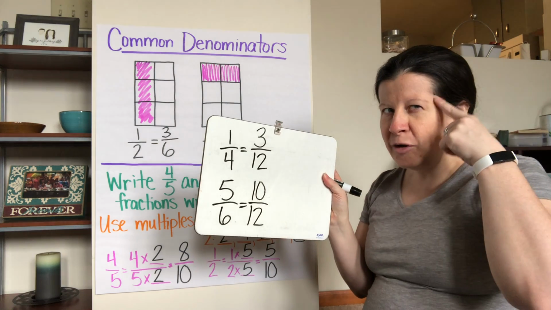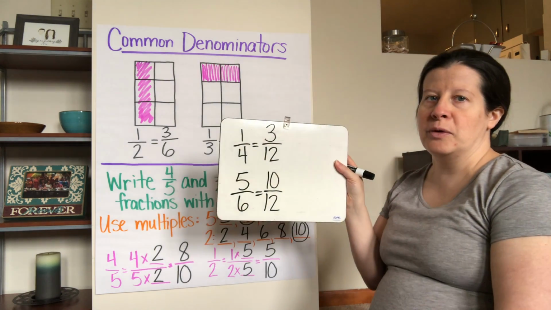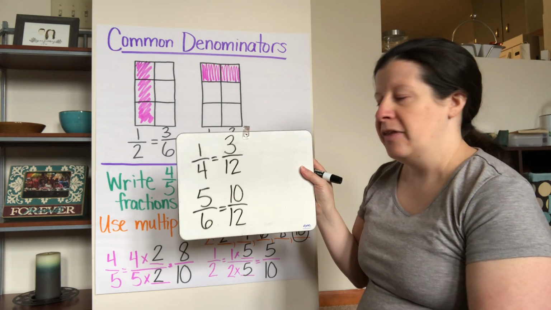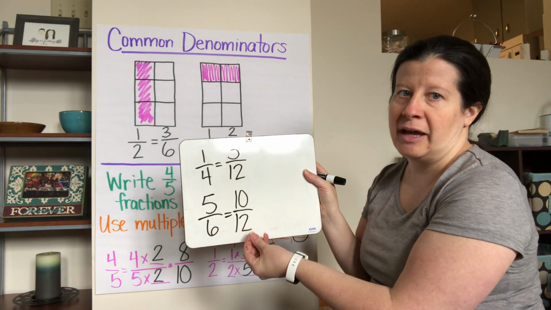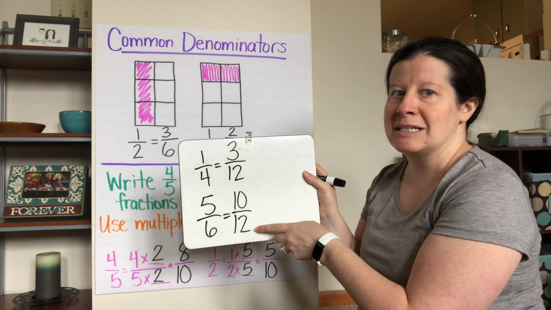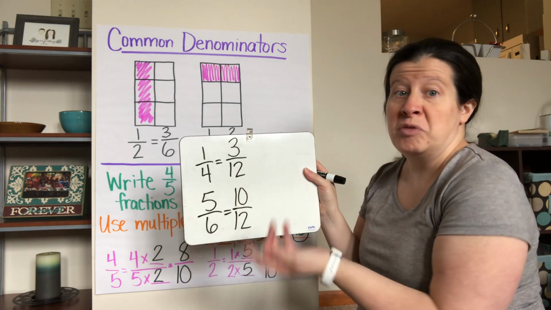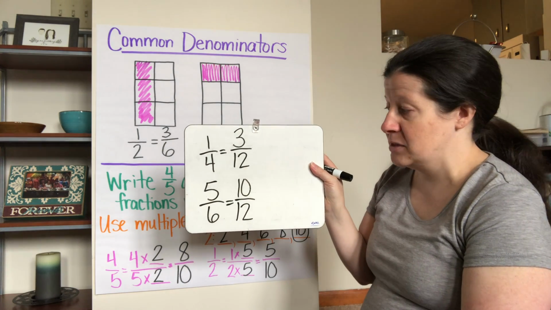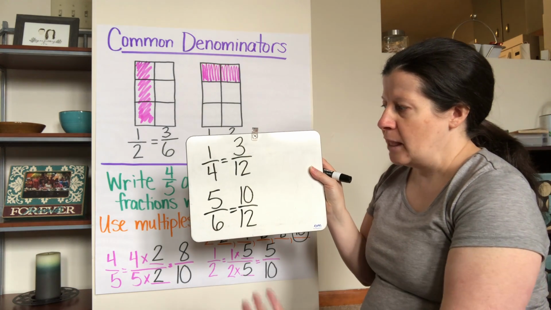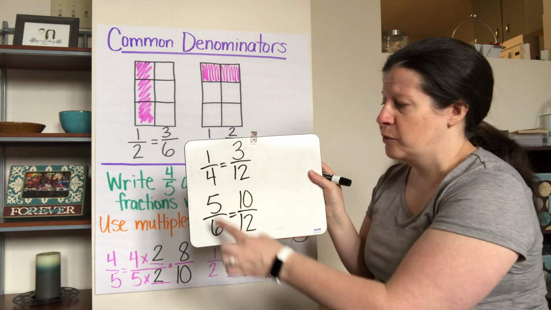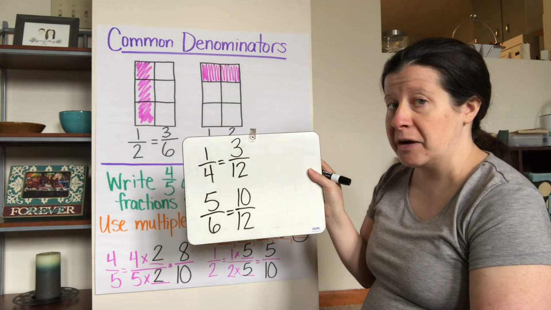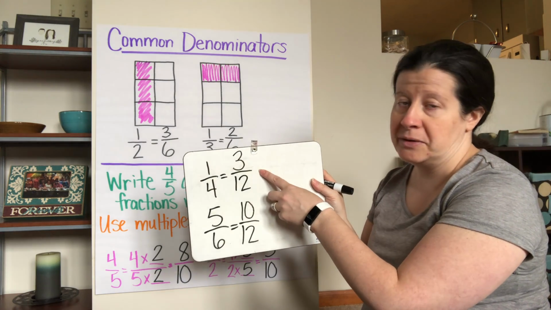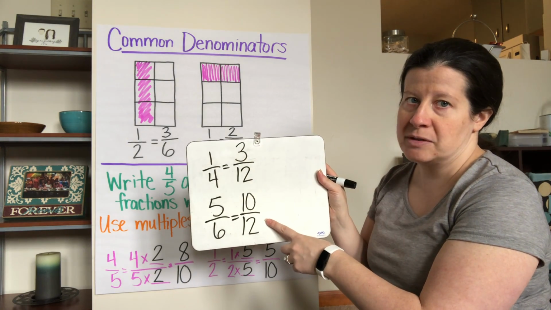So if we do a little bit of mental math, thinking through the multiples of the denominators that we have and thinking through what we would multiply that denominator by to get the new denominator, you don't have to write out as many steps as what we did here in the first couple of examples. So if we are asked to change 1/4 and 5/6 into a pair of fractions that have a common denominator, it would be 3/12 and 10/12.